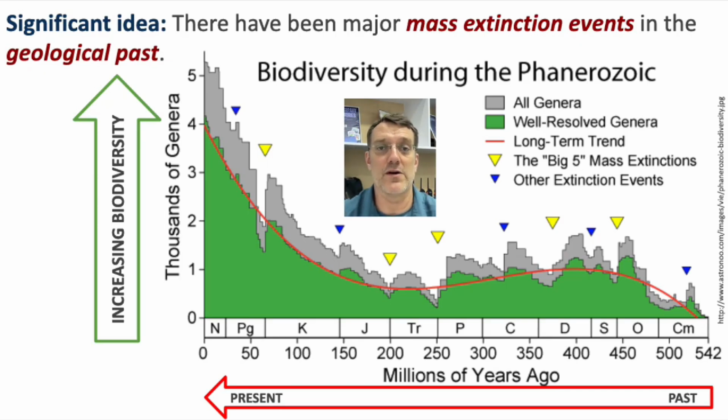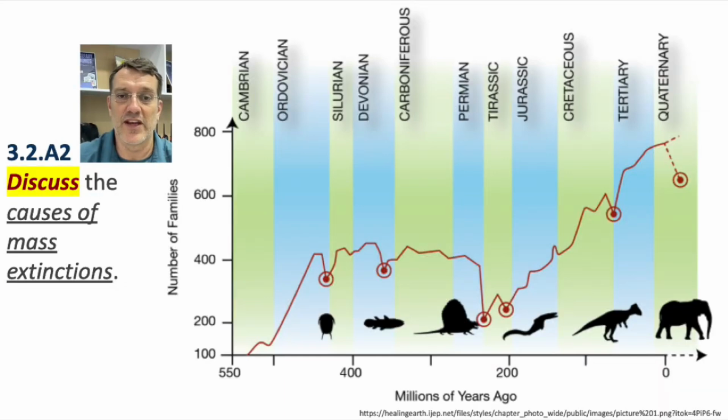One of the big ideas you need for ESS is to know that there have been in Earth's past what we call mass extinction events, and they're indicated here by these yellow triangles. And you can see where the number of species on the planet drops very precipitously every time we have one of those mass extinction events. Why do those mass extinction events happen? Why does biodiversity fall off periodically in Earth's history?